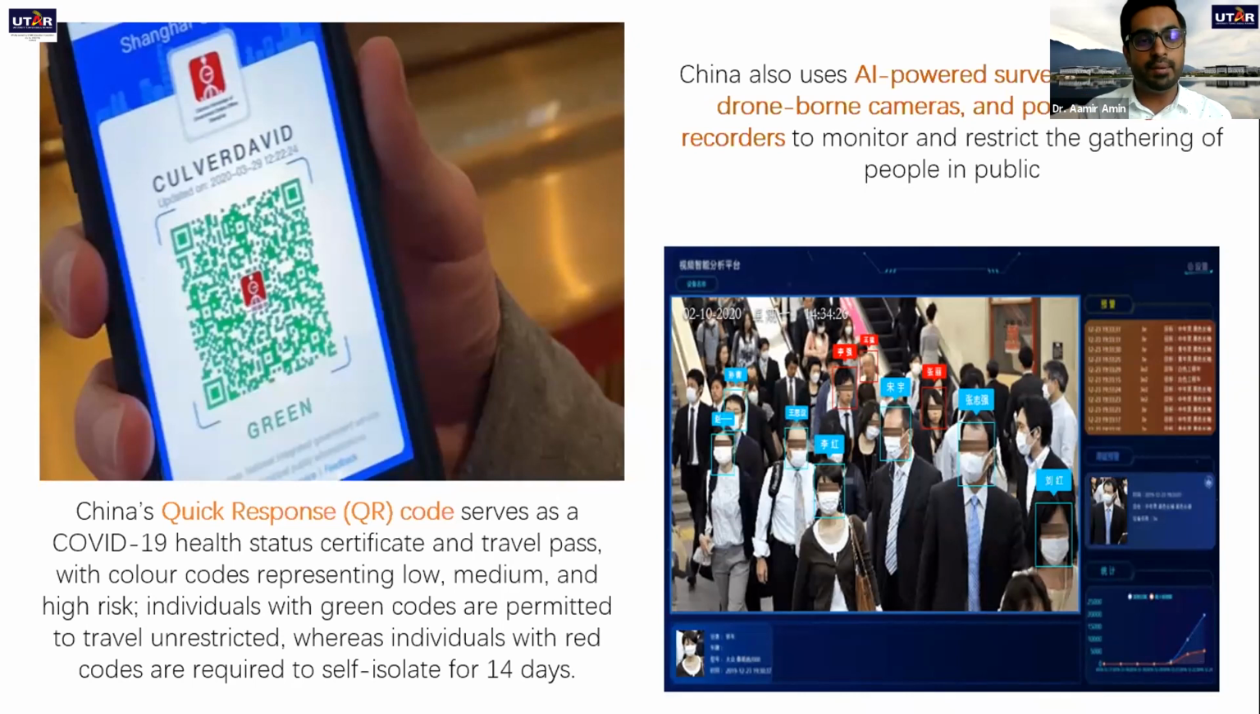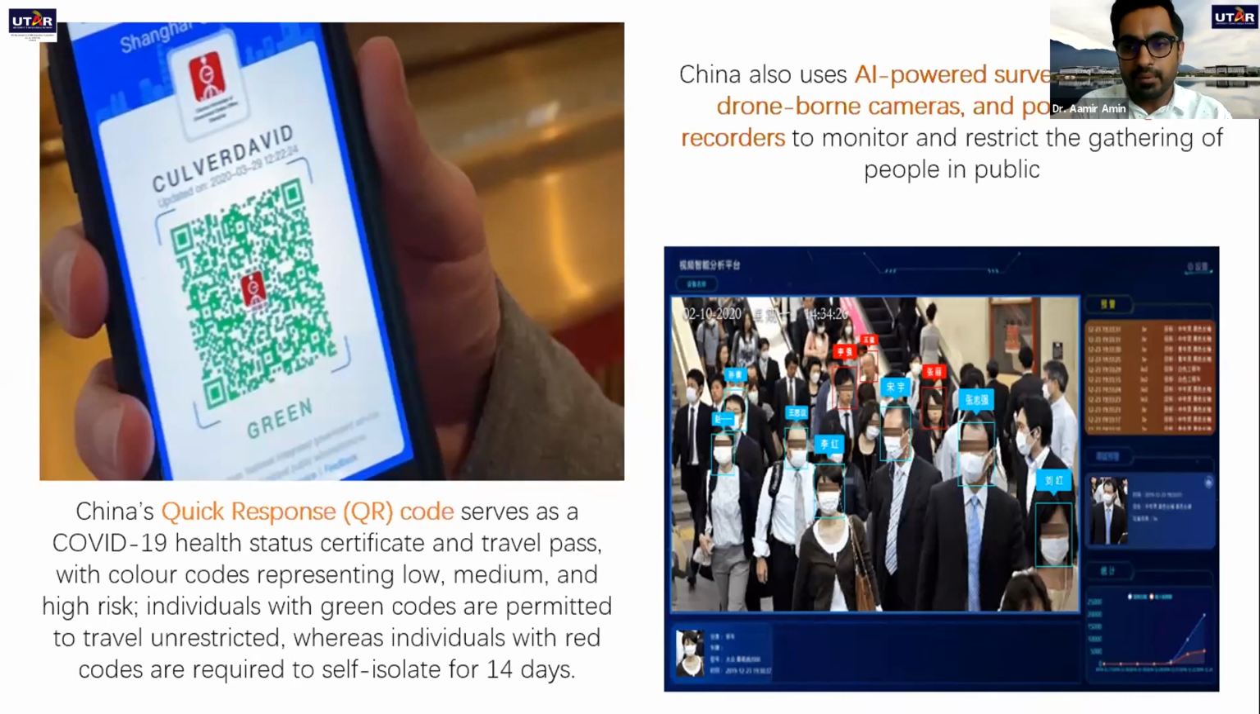Similar is the case in China, whereby if you have a QR code which is green, that means you're good to go. Otherwise, you have to self-isolate for 14 days. Now, this is on the right side of the screen. You can see AI, artificial intelligence-based surveillance cameras.